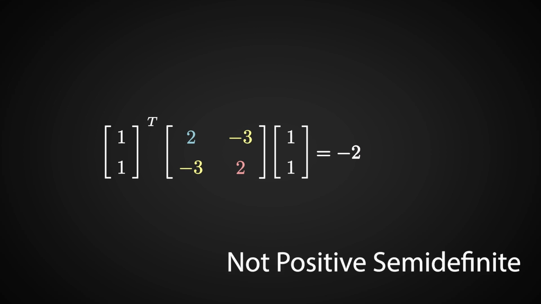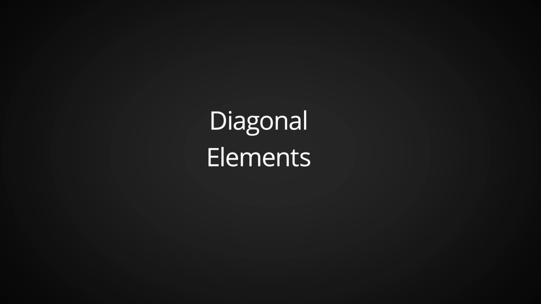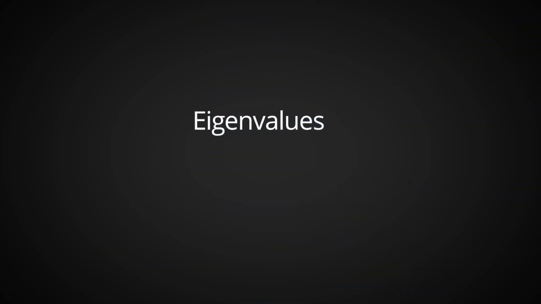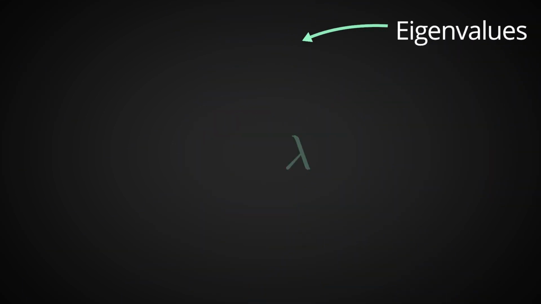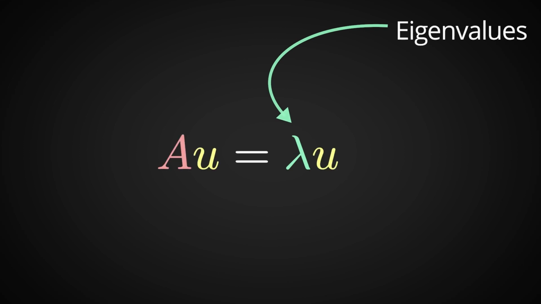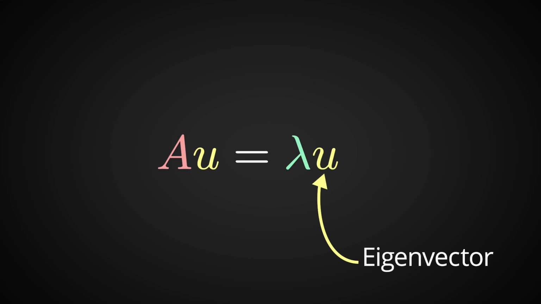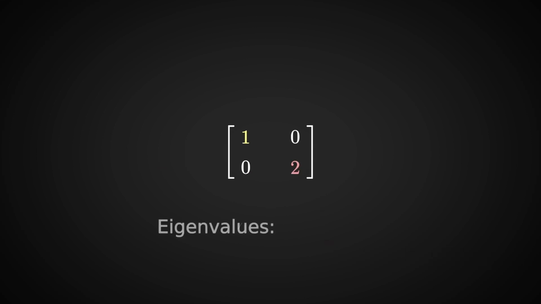So it turns out that the right numbers to look at are not the diagonal elements, but rather the eigenvalues of the matrix. Recall that eigenvalues are numbers lambda that satisfy A times u equals lambda u for some non-zero vector u, which is known as the eigenvector. You see, for diagonal matrices, the diagonal elements are exactly the eigenvalues, but that stops being true for non-diagonal matrices.